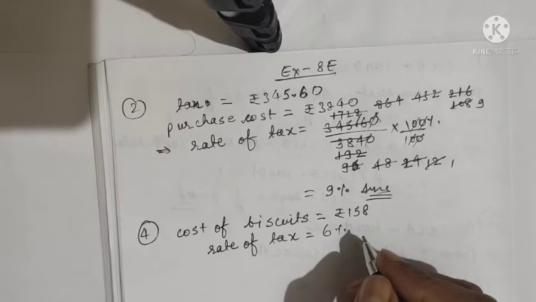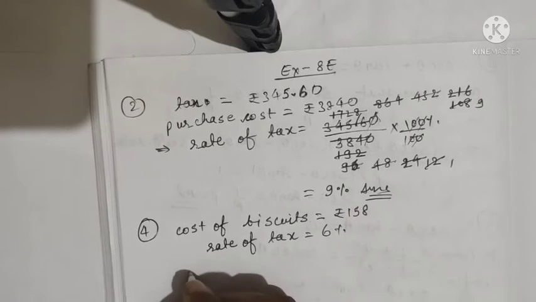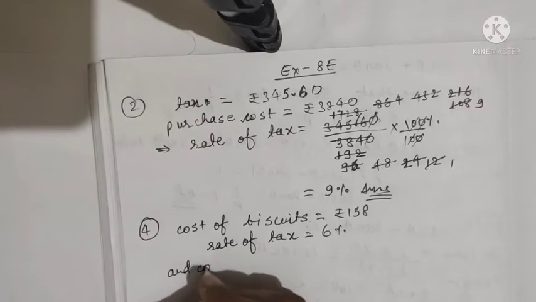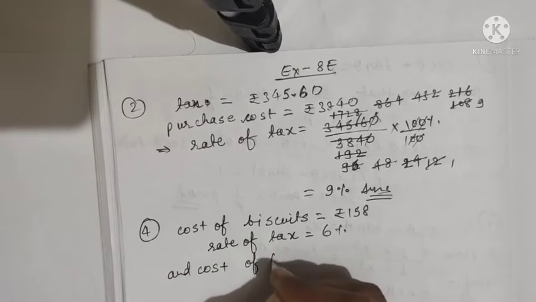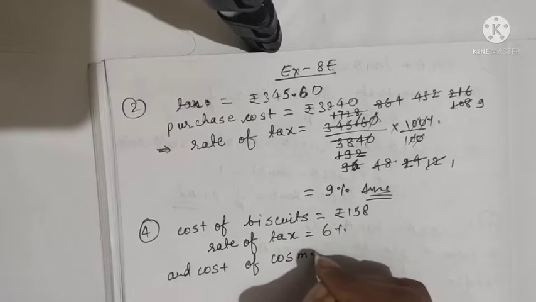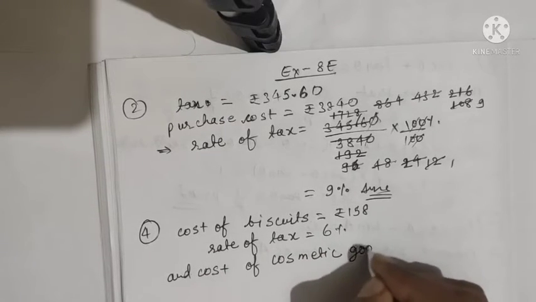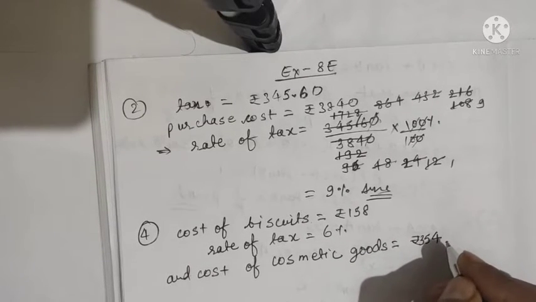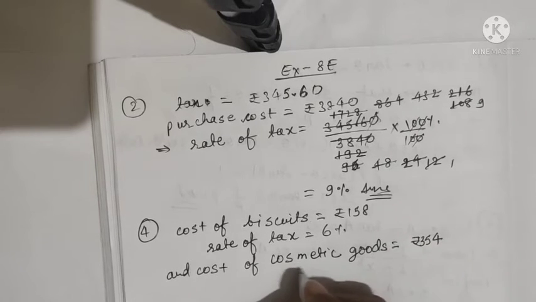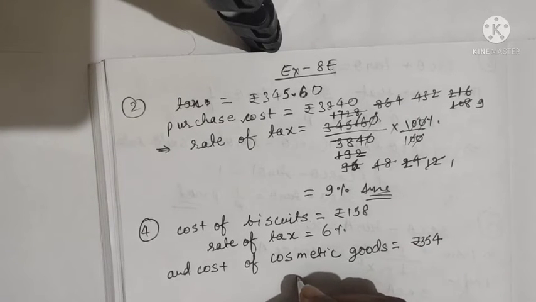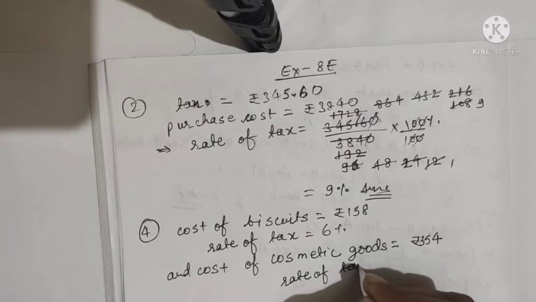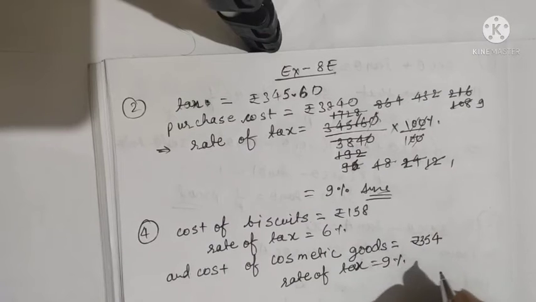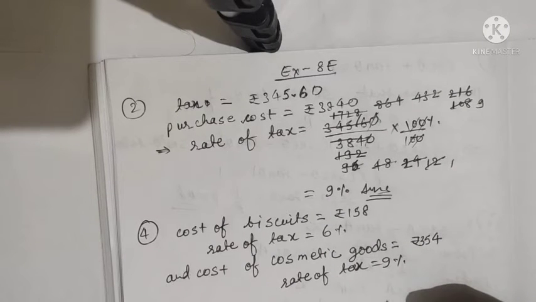Now she also purchased some cosmetic goods costing rupees 354, so cost of cosmetic items is equal to rupees 354, and also the rate of tax for cosmetic goods is 9%. So we have to find the total amount to be paid by Sarita.